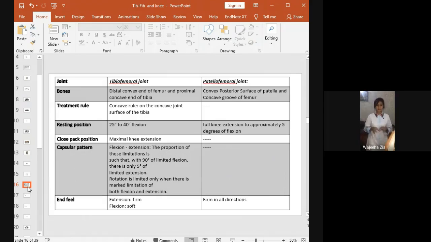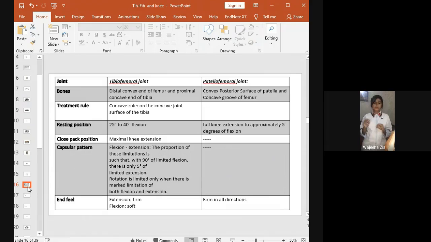The resting position for the tibiofemoral joint is 25 to 40 degrees of knee flexion. It means the mid flexion. If the person is in the supine position in the crook lying position, the knee will be in 25 to 40 degrees of flexion, the resting position. And the close-packed position is the standing position. When the knee is fully extended, the joint is in the close-packed position.